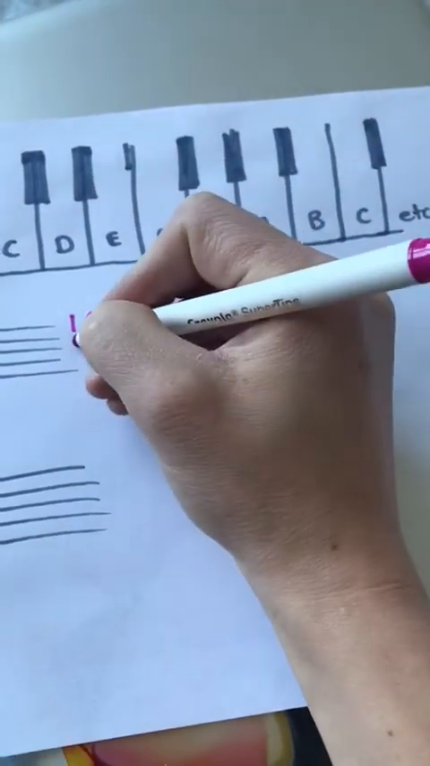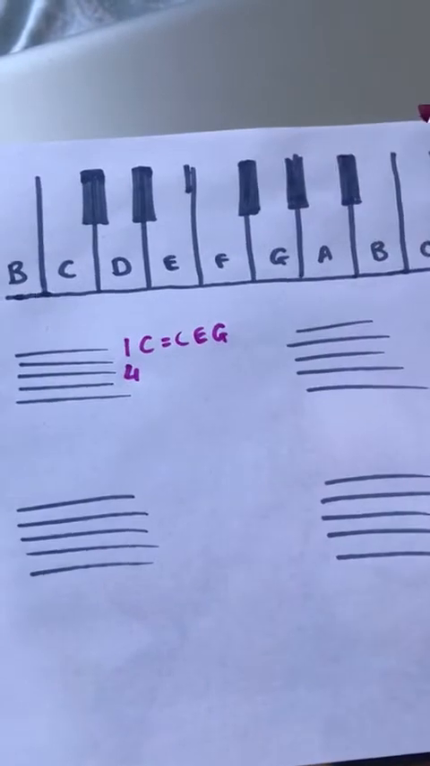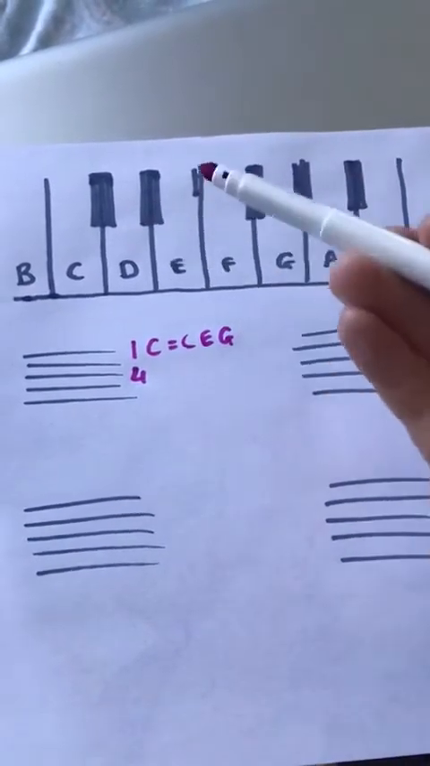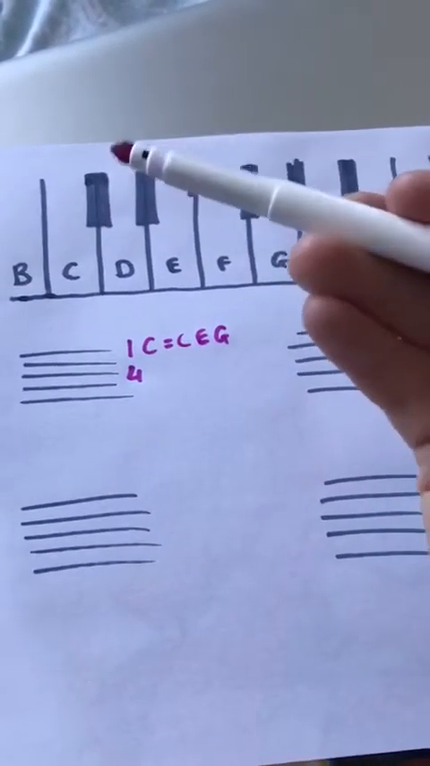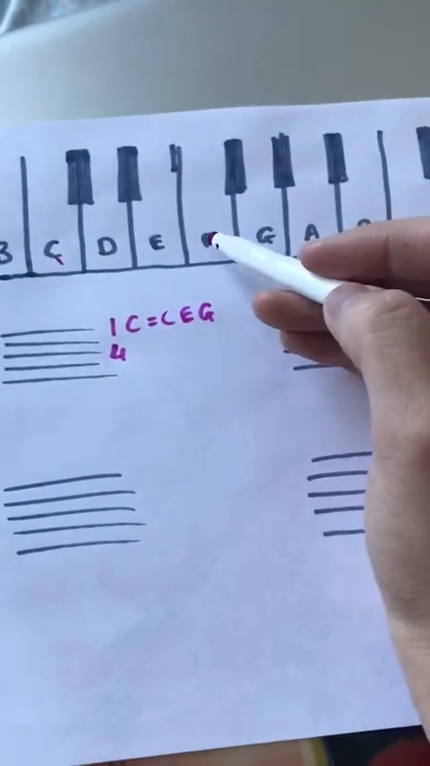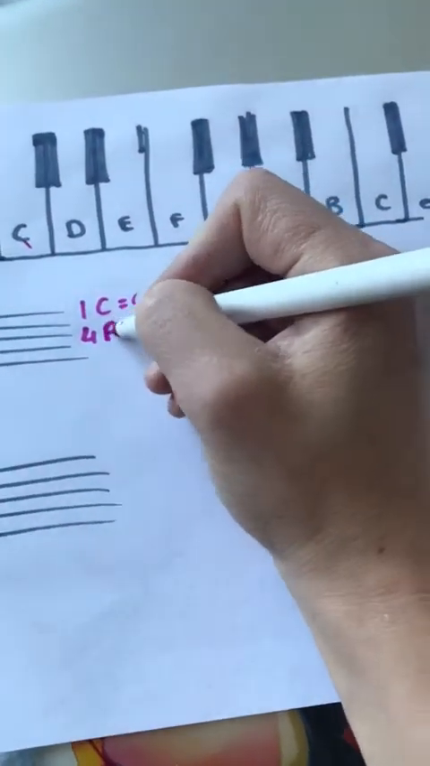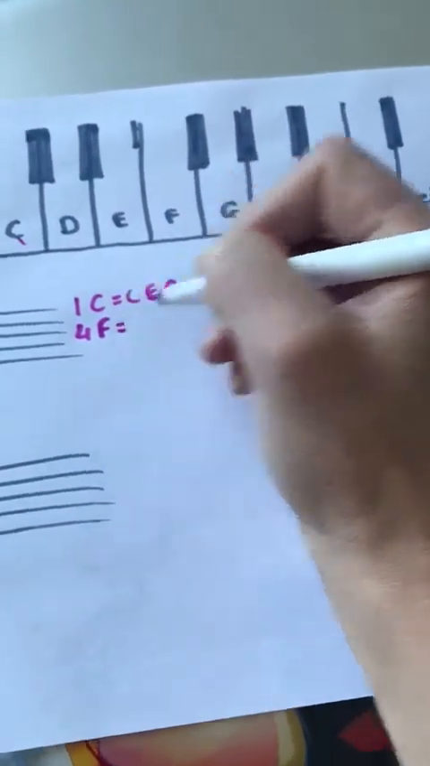The next chord that you need to know is chord 4. So I work out what is chord 4. I'm in the key of C, so I'm going to count up 4 from C with C as chord 1. So I'm going to go 1, 2, 3, 4. So chord 4 in C is F, and chord 4 is a major chord in a major key.